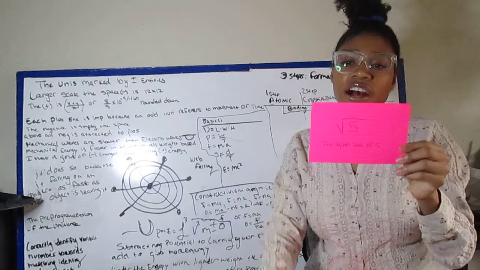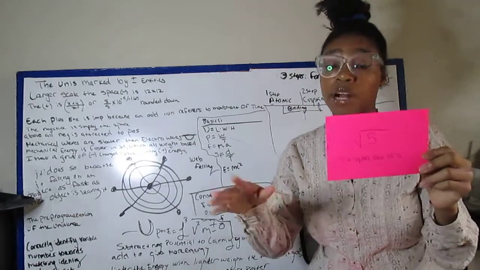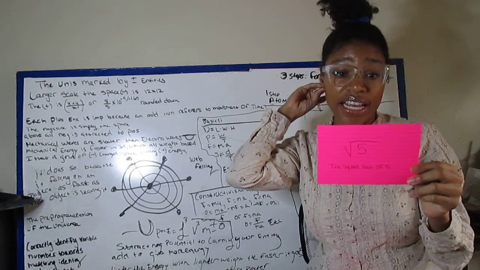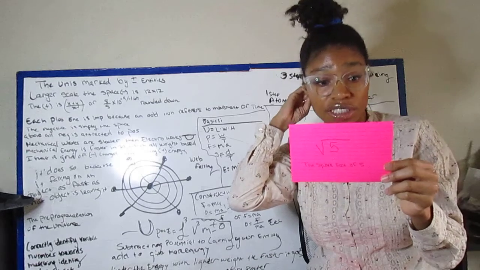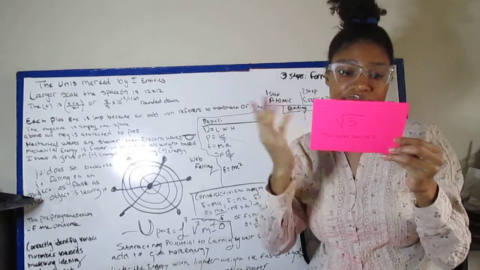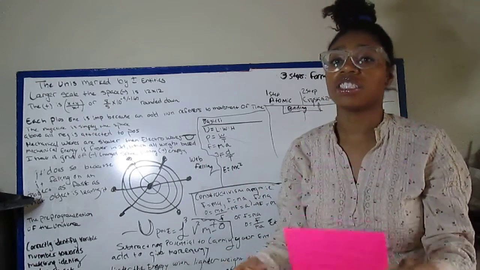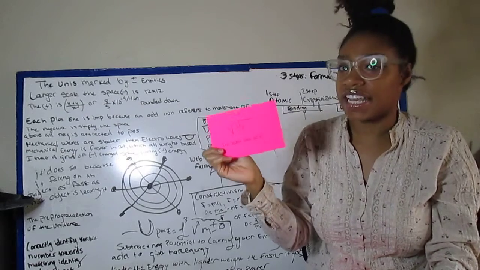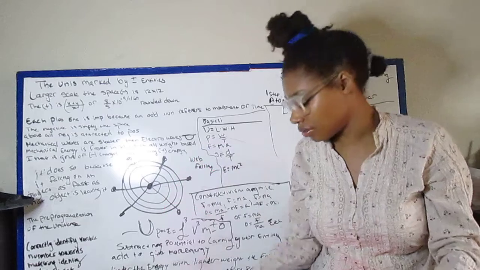The square root of 5. It's a positive real number, approximately equal to 2.23. It has its own principal square root. It appears in the fractional expression of the golden ratio. It's also irrational. Anytime you see a square root of a number that can't be squared neatly, then it's irrational.